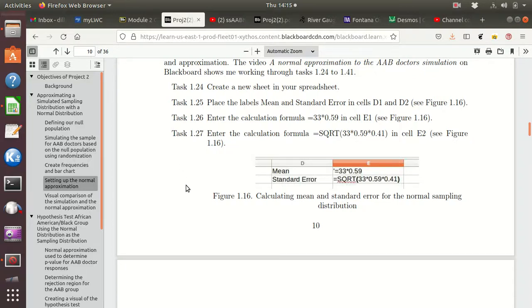Okay, let's see. So I just found out the video that I thought I had doesn't seem to be there. So here's the, looking at this, setting up this normal approximation.